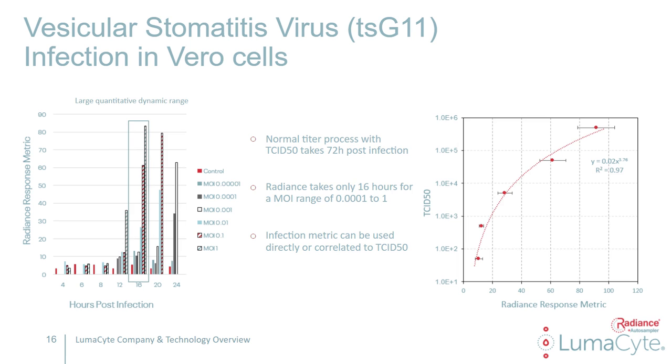Now, if we look at the curve shown here of the Radiance response metric versus your standard TCID50, this calibration curve, the first thing you'll notice is that there's a good fit, but more importantly, there are 4 logs of usable instrument response, giving the system a great ability to look at a wide range of samples with a limited number of dilutions. If you measure the Radiance response metric, you can use the equation of this curve to calculate the TCID50. And this is exactly what Reporter does, completely automated to generate a report of your TCID50 results.